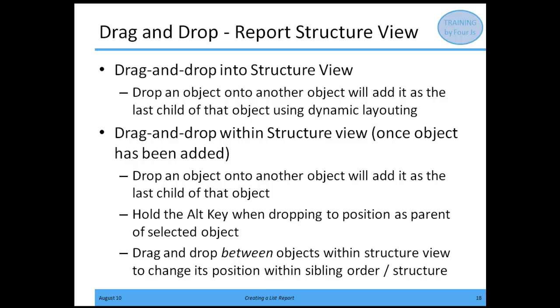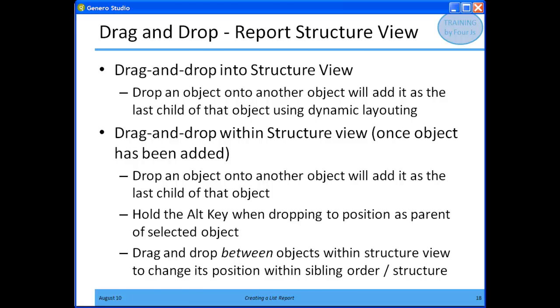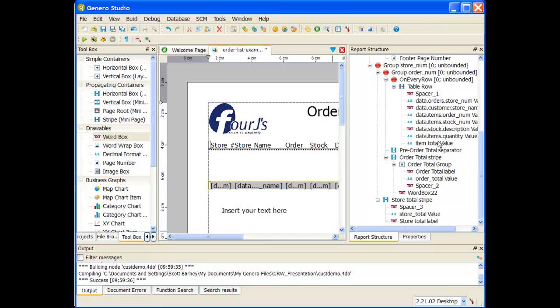Once I'm in the structure view, I can rearrange things inside of that structure view. If I drop an object onto another object, it will add it as the last child of that object. If I hold the Alt key down while dropping it, it's going to make it the parent of the selected object. And finally, I can drag and drop it between objects to change its position within the sibling order or within the entire structure. So let me return to Genero Report Designer.